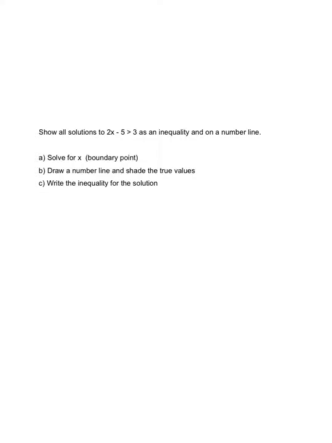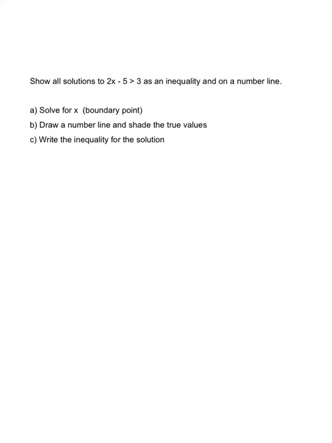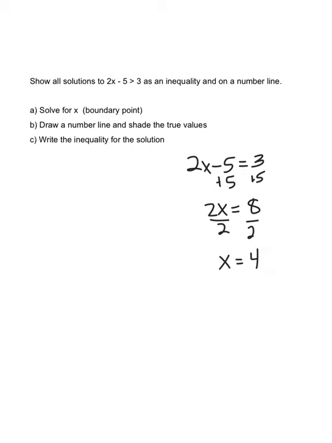So now we have to actually solve our own. Show all solutions to 2x minus 5 is greater than 3 as an inequality and on a number line. So step 1 is to solve for the boundary point. Treat it like it's an equal sign. 2x minus 5 is equal to 3. So we'll have to add 5, 2x equals 8, then divide by 2, we get x equals 4. That's the boundary point, that's not our final answer.